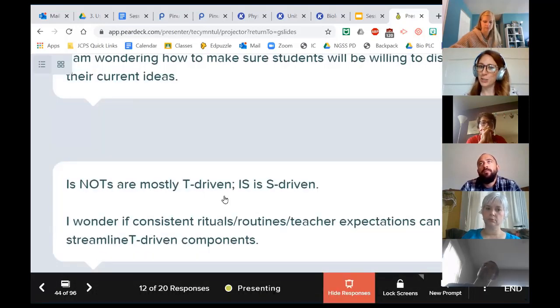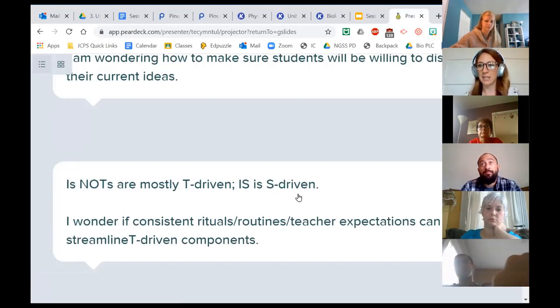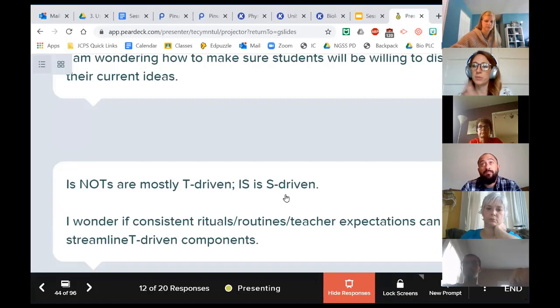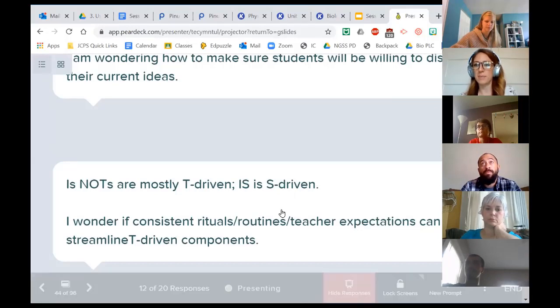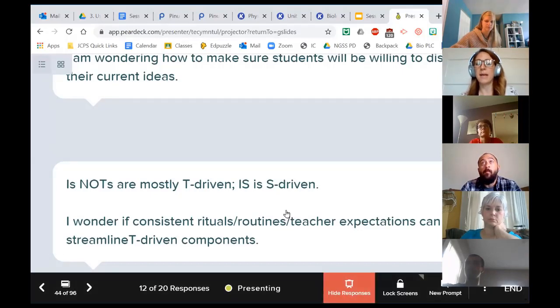Is nots are mostly teacher driven? Is our students driven? I wonder if consistent rituals, routines, teachers' expectations can streamline teacher driven components. And I would agree that this is something we don't start out the year by just giving them an activity, telling them to run it and asking them why it's important. It's definitely a ritual, it's a routine, and we have to think about how we can make this a consistent procedure. And that's something that we're going to work on today by looking at some units and really thinking about how activities are set up.